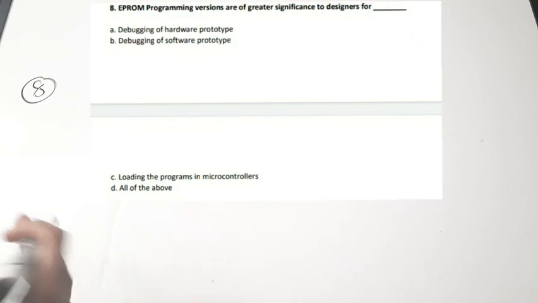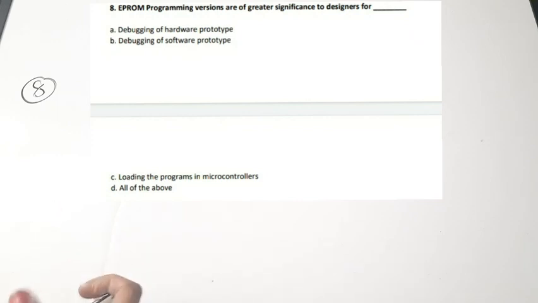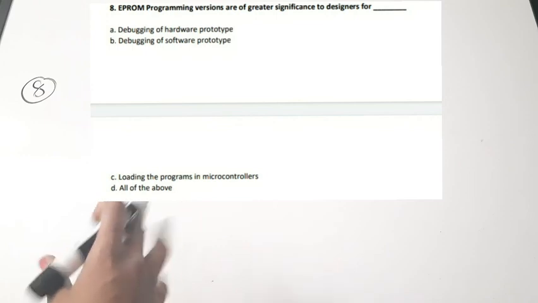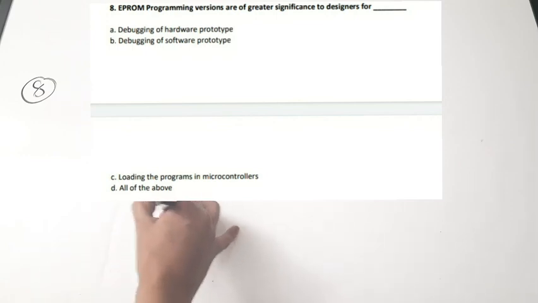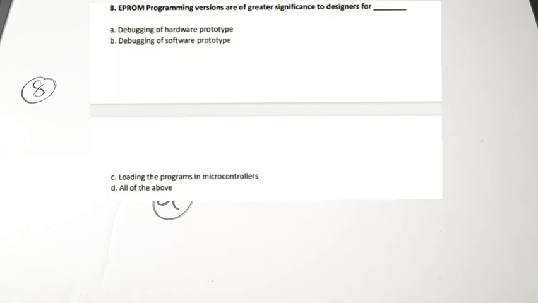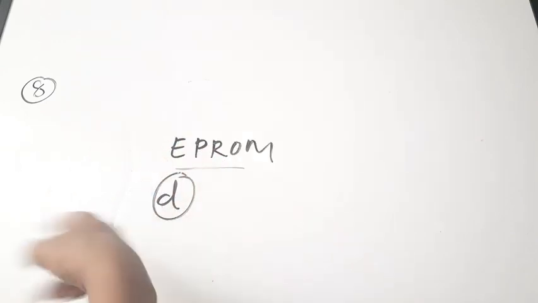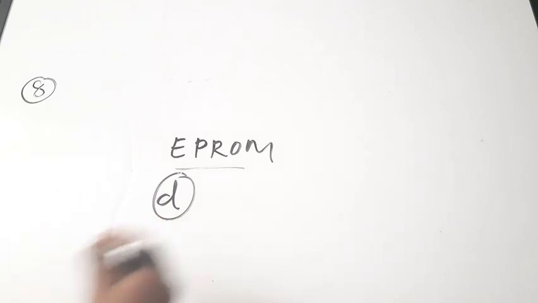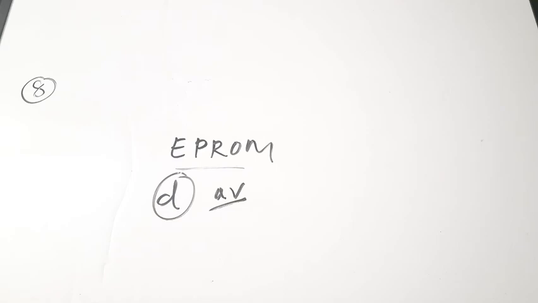EEPROM, erasable, programmable, read-only memory. So you can actually change this memory. So we can have debugging. We can have some changes in the hardware, software. So the memory is changeable. Okay. So we can have all the above. All the options are possible. Loading of program to the microcontroller, everything is possible with the help of an EEPROM. So you can write this memory and we can erase the memory with the help of UV rays. We generally use UV rays for erasing of this EEPROM. Okay. So here the correct answer is D, all the options.